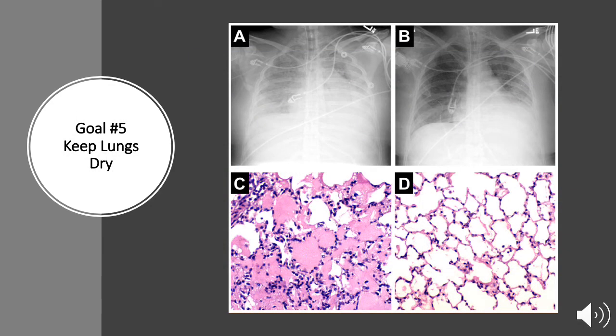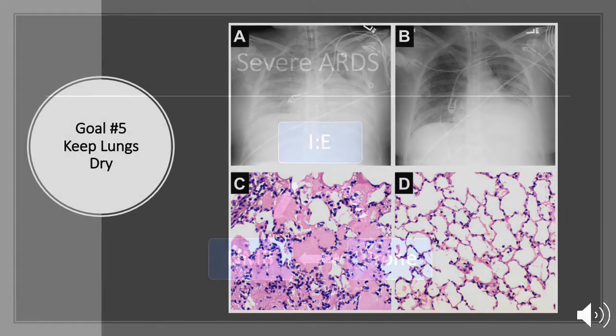In ARDS, the alveoli and interstitium become fluid-filled due to inflammation and vascular permeability. This fluid contributes to hypoxemia by limiting diffusion of oxygen across the alveoli and into the capillaries. There is some evidence that conservative fluid strategies can decrease the number of days of mechanical ventilation. As long as hemodynamics are stable and perfusion is adequate, most clinicians advocate for conservative fluid strategies in ARDS.